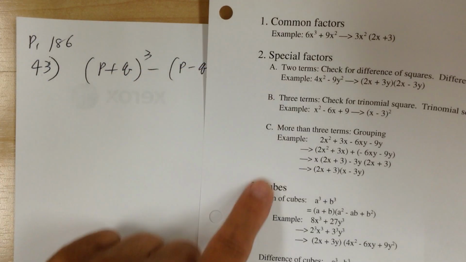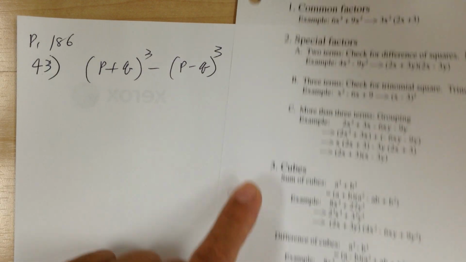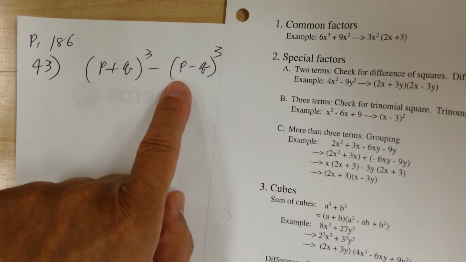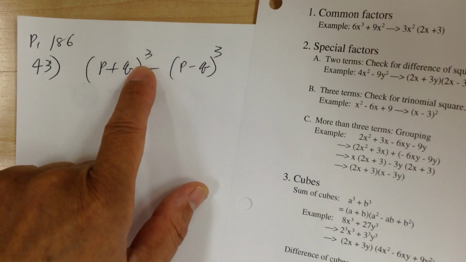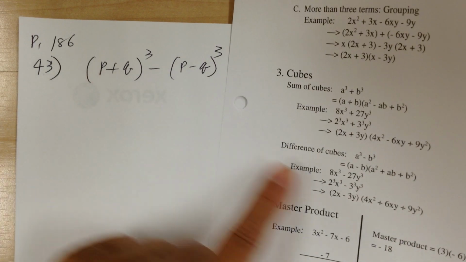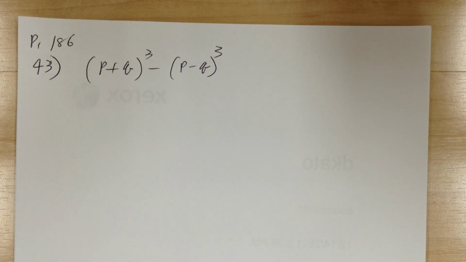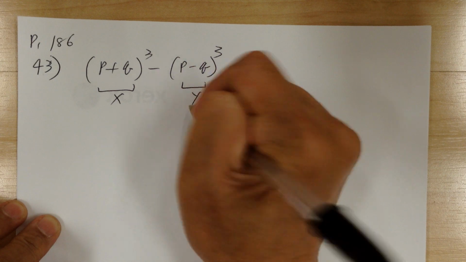Again, if you go through the checklist, step 1, step 2, well, this is not the two terms. This is not the difference of squares because it's a cube. So right away, this is a cube, and this is a difference of cubes. But notice there's a lot of things inside the cube. So when things get complicated, you want to use the substitution technique. So you make this equal to x and make this equal to y.